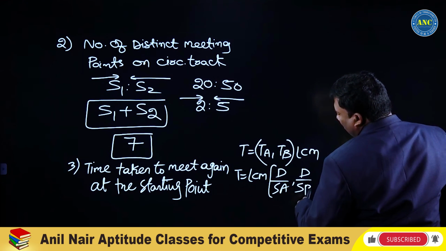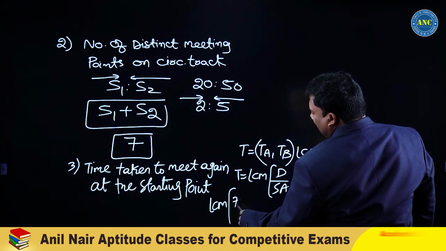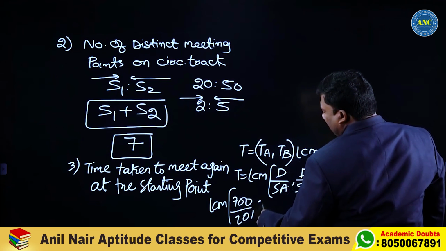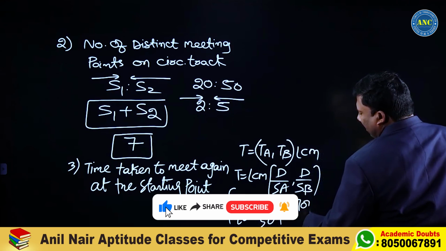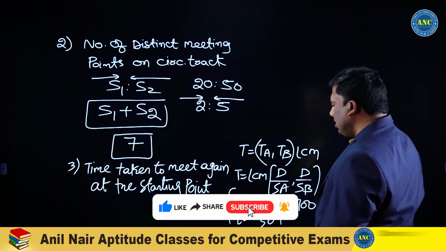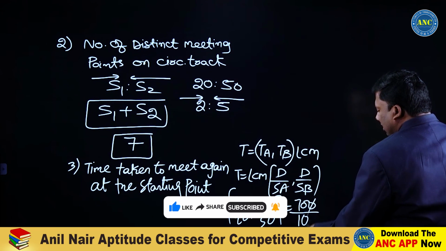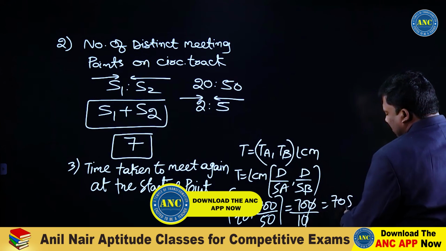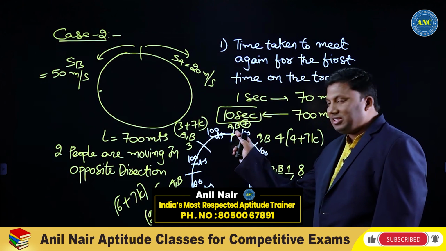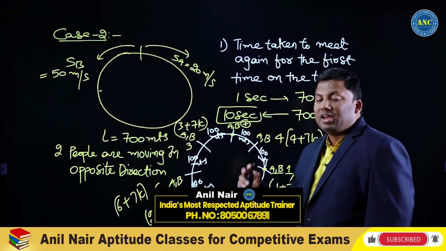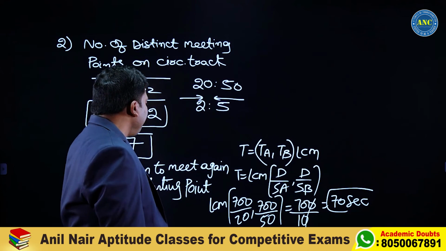D, how much is it given? Right, 700. LCM of 700 by 20 comma 700 by 50. So this will be 700 divided by... LCM of fractions is LCM of numerator by HCF of denominator. It is 10. It is 70 seconds. That is exactly what we got in this diagram also. 70 seconds. Seventh time they are meeting. Every time they are taking 10 seconds. 7 into 10 is 70.